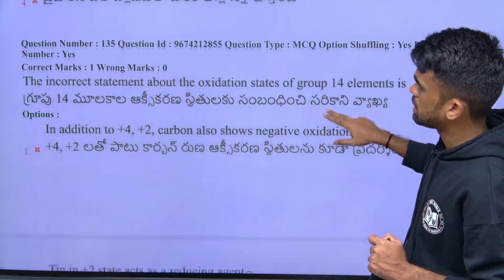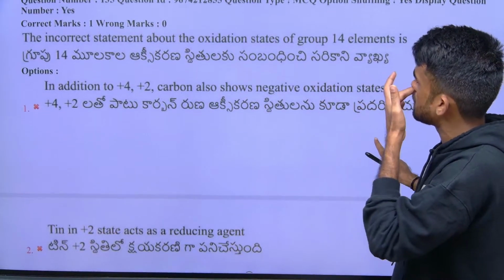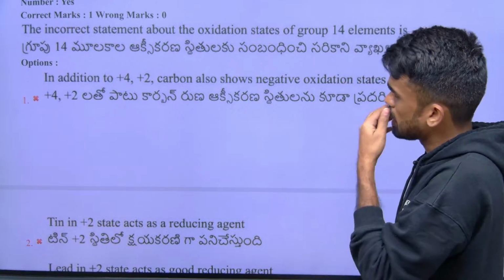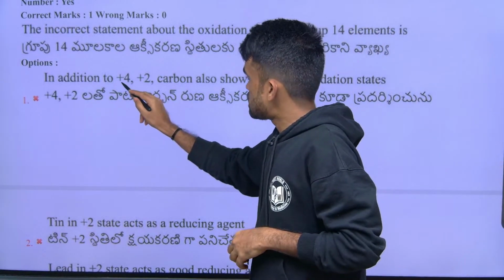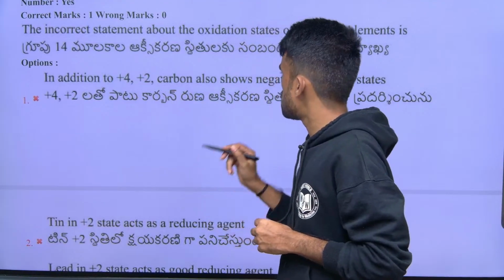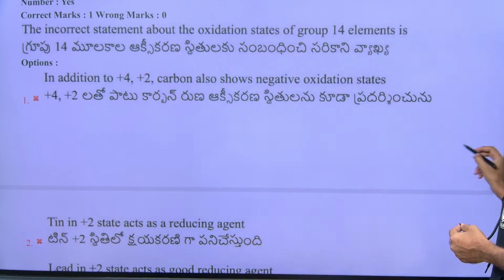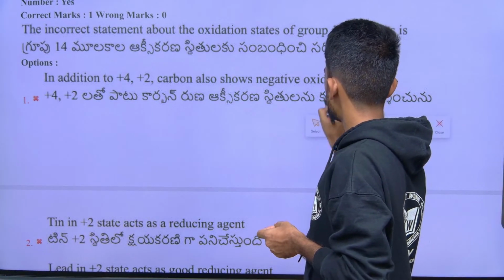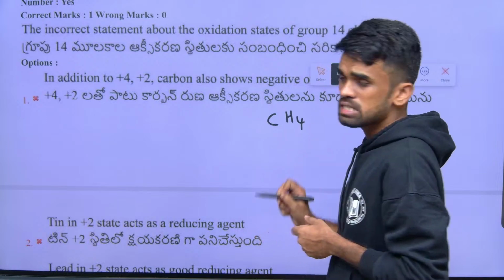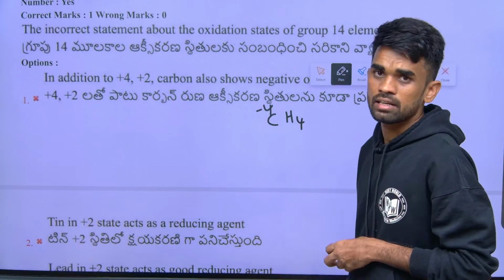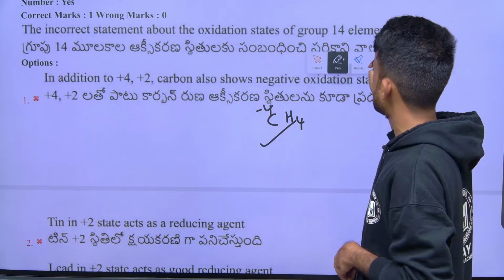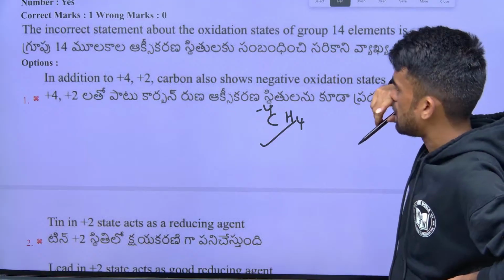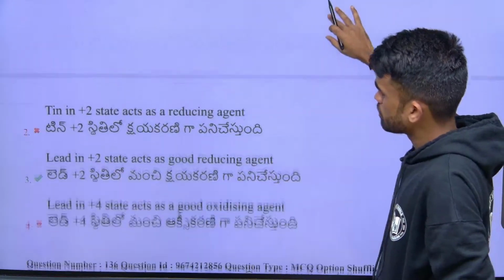Okay. Next, the incorrect statement about oxidation states of 14th group elements. Yes. So what is the incorrect statement? In addition to +4 and +2, carbon shows negative oxidation states. Yes. For example, if I consider methane, in this carbon has -4 oxidation state. So it means statement 1 is true only. So it can show even negative oxidation states also. That is correct. Next.